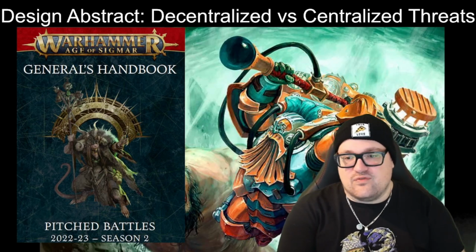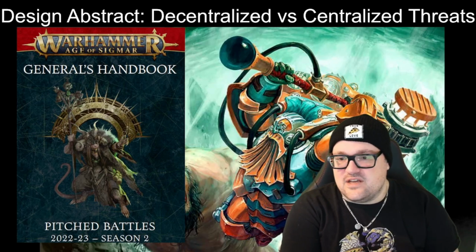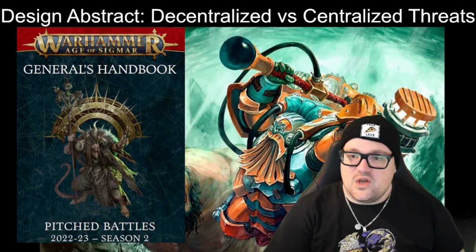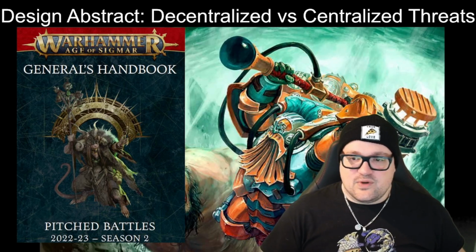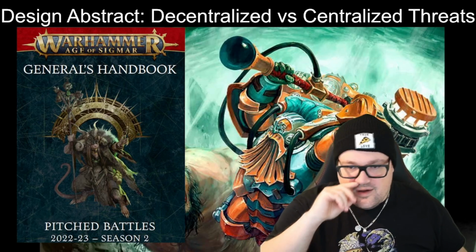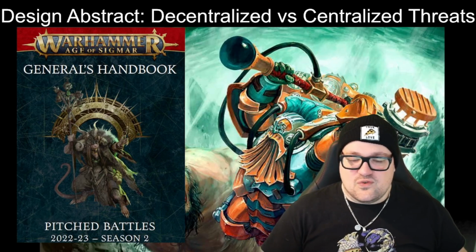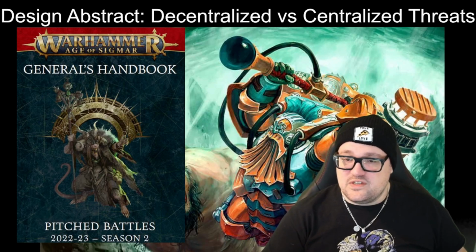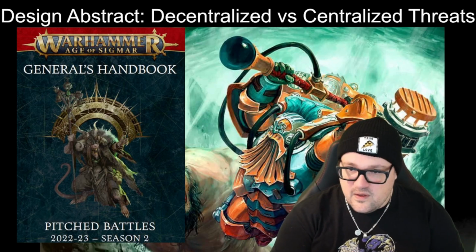I love Gloomspite Gitz. They're an ideal decentralized threat army, in terms of that you get a lot of cheap body count, and then pretty decent value in terms of hitting power for your Manglers and so forth. So in terms of complexity of army construction for decentralized, they're very low.